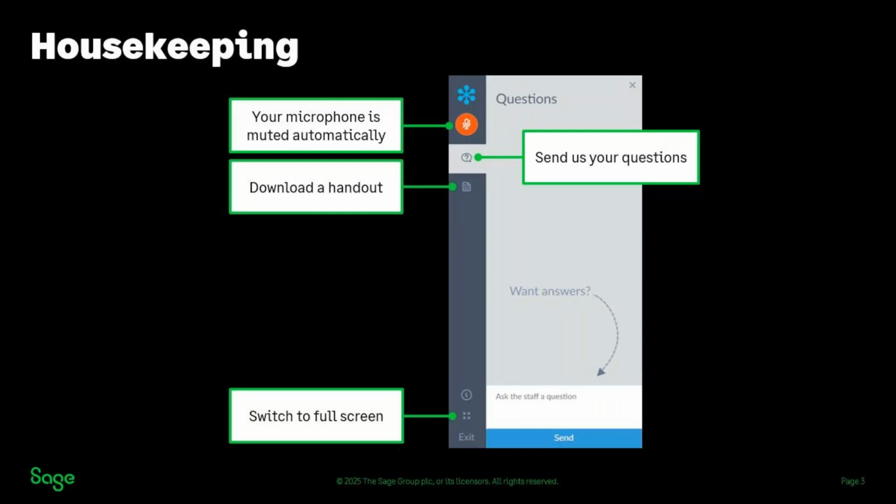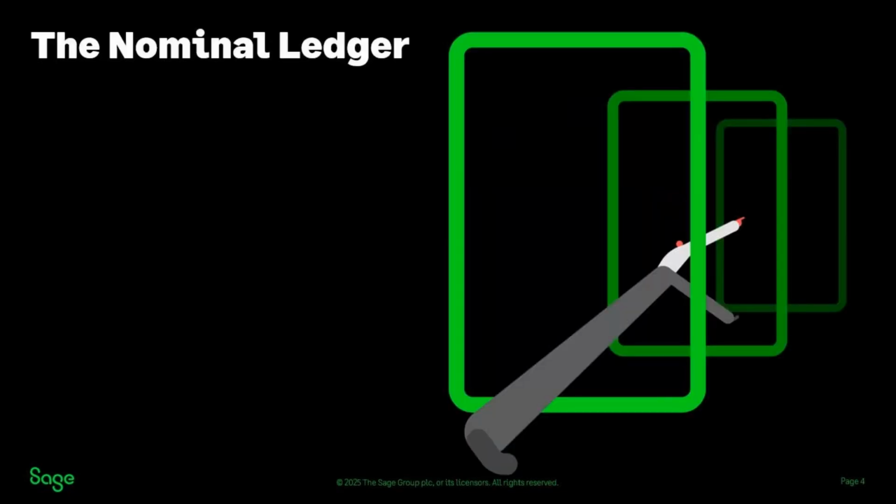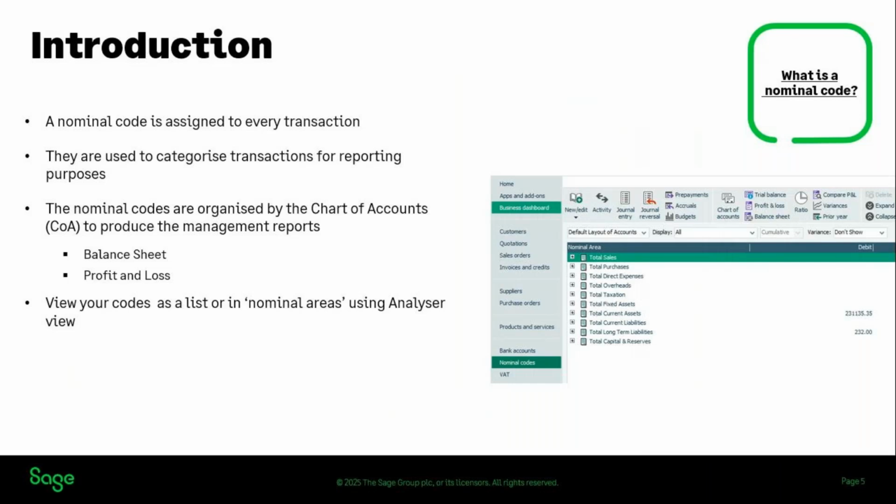Now then, what are we going to be looking at first? As I said before, we're going to be looking at the nominal ledger. What is it? And what does it do? Well, I'll not keep you all waiting too much longer. Here we are. So what is it? A nominal code is assigned to every single transaction. They're used to categorize transactions for your reporting purposes so that when you run a report, the correct figures are going to the correct places to give you an accurate representation of what's happening in your accounts and in your business. It makes it a lot easier for you to keep track of what's happening.